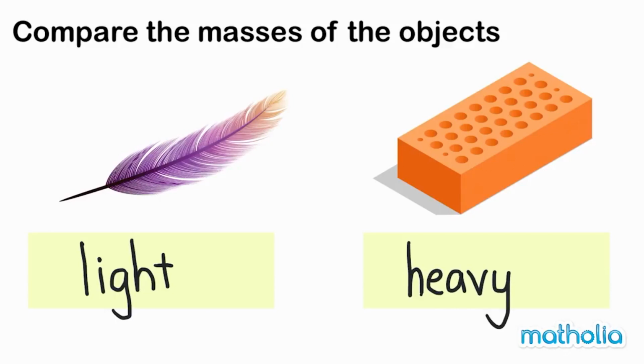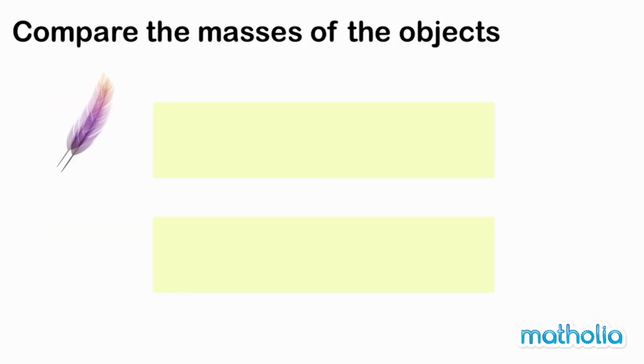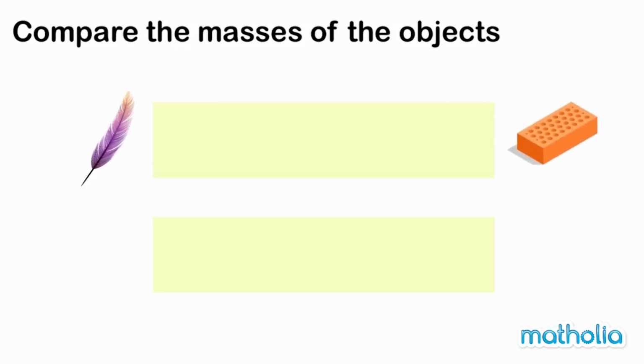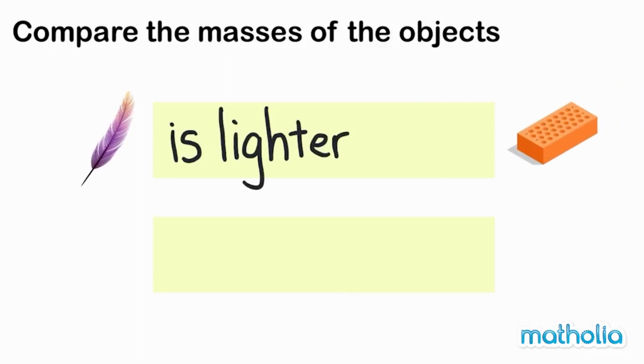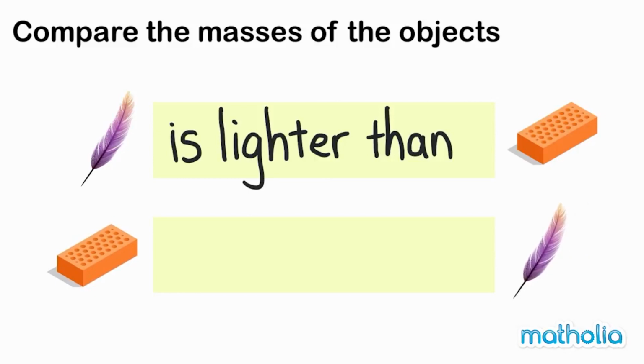Heavy. Heavy objects have more mass than light objects. Light objects have less mass than heavy objects. The feather is lighter than the brick. The brick is heavier than the feather.